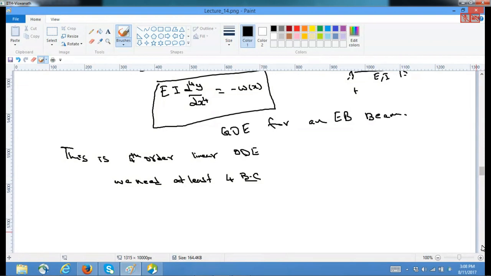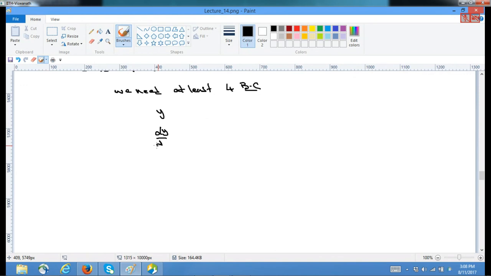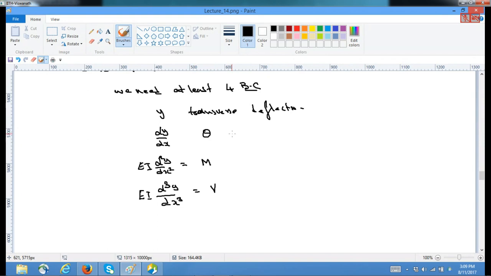You can mention either y, or dy by dx, or d square y by dx square, or d cube y by dx cube. Multiplying by EI, this would become M, and if I multiply EI with the third derivative, this would become V. And y is the transverse deflection, and dy by dx is theta. So you can mention y, slope, bending moment, or shear force. Because it is a fourth order differential equation, you can mention any of these.